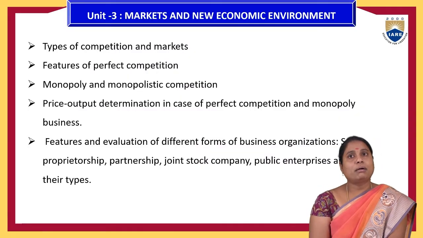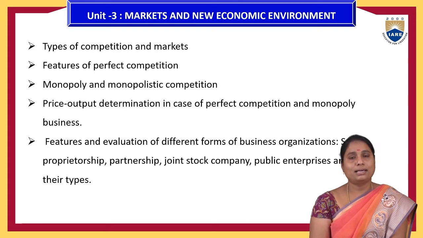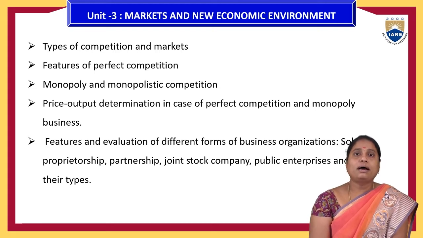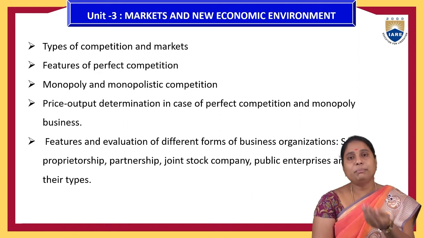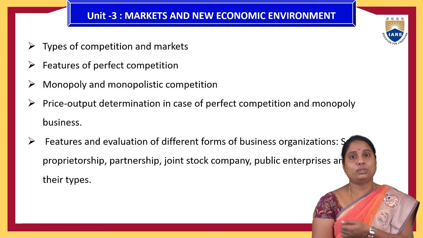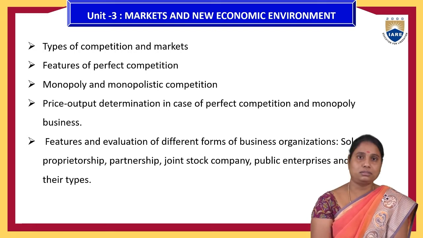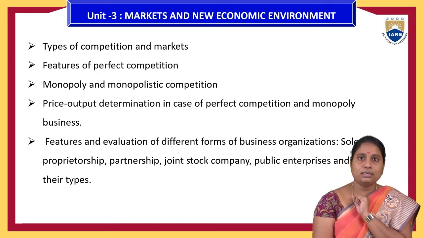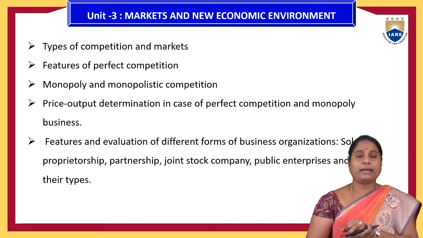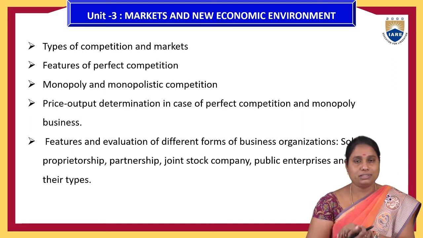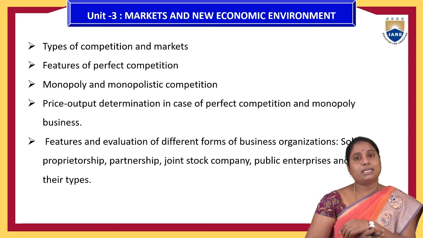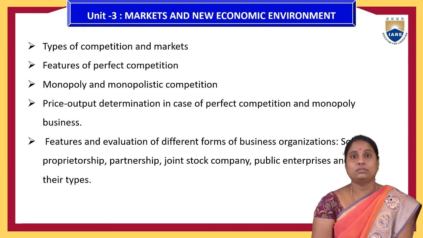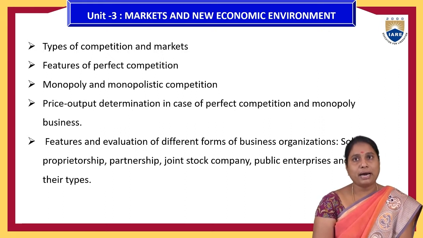Unit 3 is about Markets and New Economic Environment, which means once the demand for a product is identified based on the economic conditions and the demand forecasting methods, then it is the duty of the person to produce that product. The next thing is fixing of the price, which we have seen in Unit 1 and Unit 2. Once the product price is fixed, the next thing is choosing the best place to sell that particular product. That place is called the markets and new economic environments.